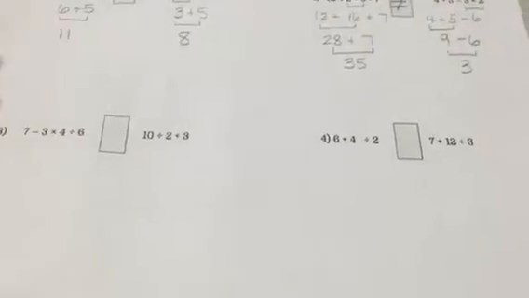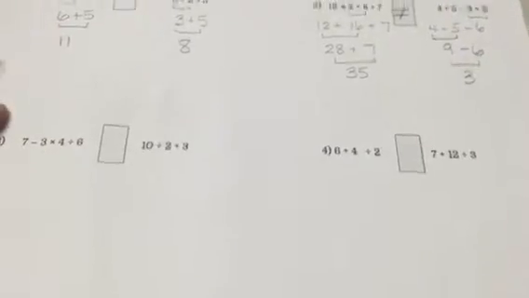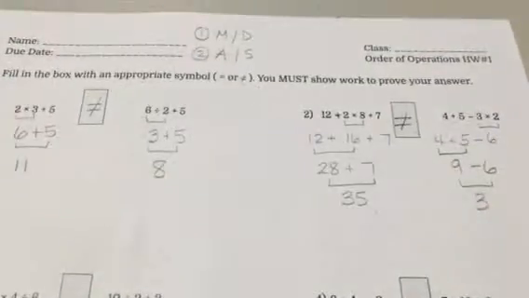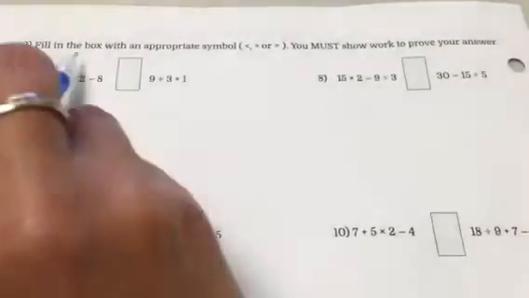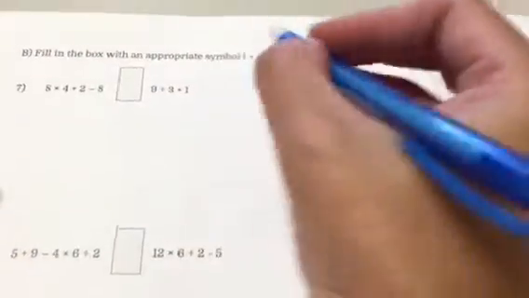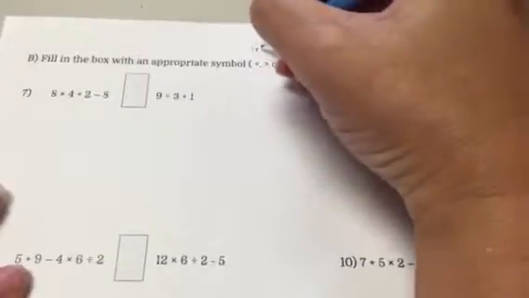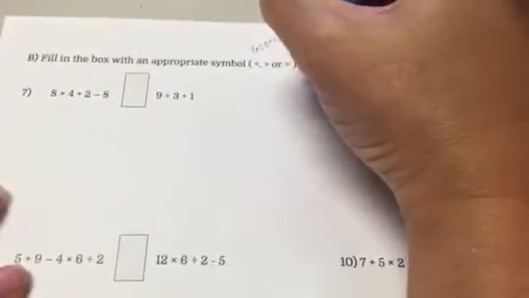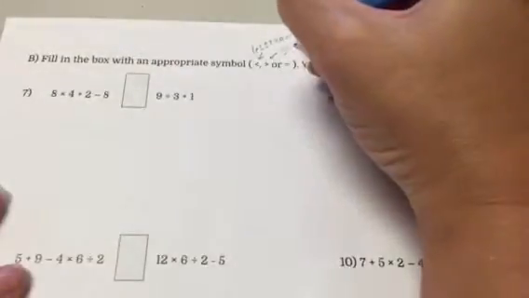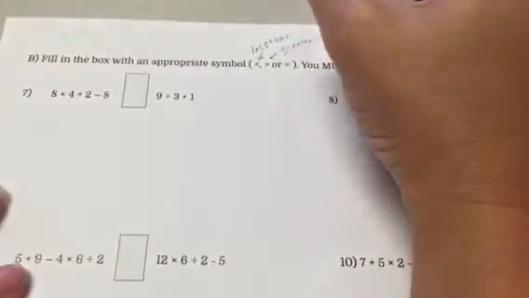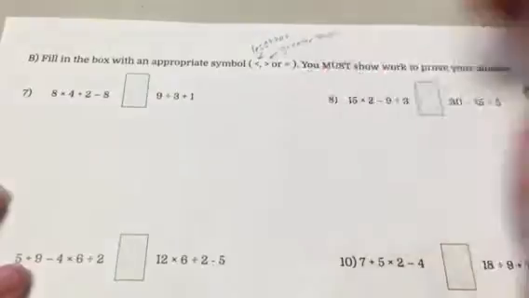Okay, now this time I'm not going to do all the problems for you. I'm going to just show you those two. You're going to complete the rest on the front, but let's skip to the back so I can talk to you about the symbols on the back. So on the back, this time they want you to use the symbols of less than, greater than, or equal to. You must show your work to prove your answer.